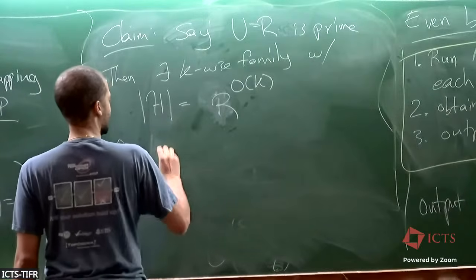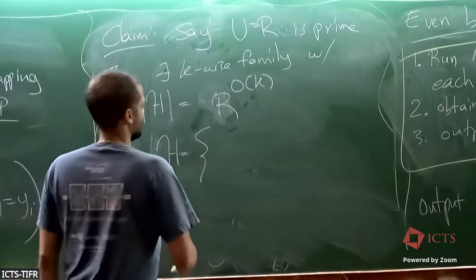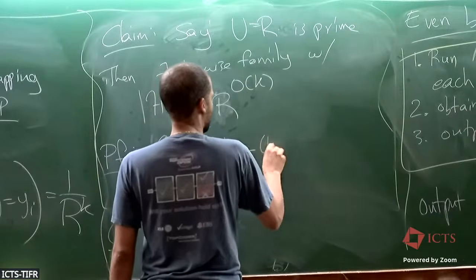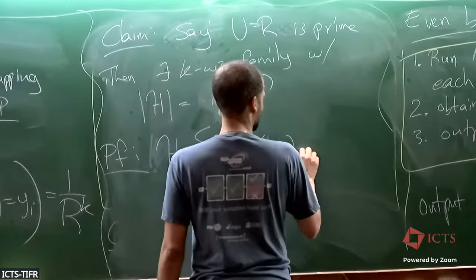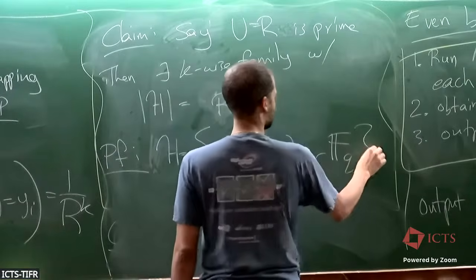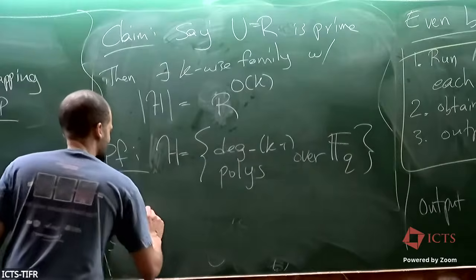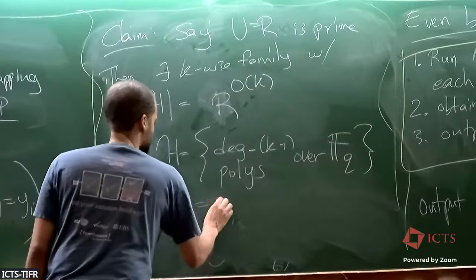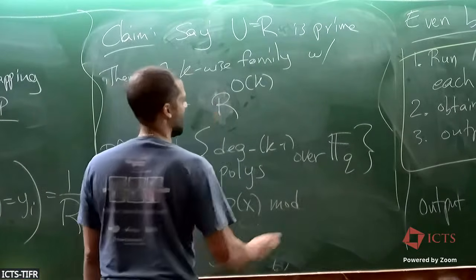is, you can let H be basically the set of all degree k minus 1 polynomials over F_R. So if I have a polynomial p, then h_p of x is equal to p of x, mod R.